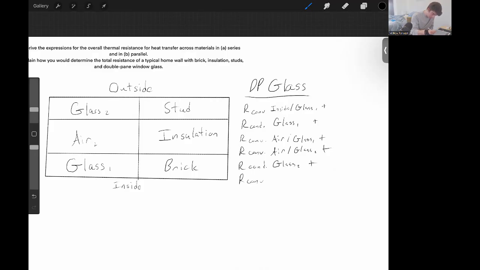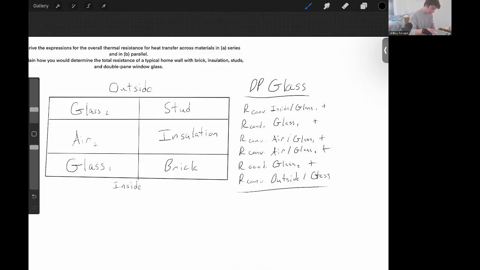Outside convection of outside air by the glass. And so if we add all of these, that would give us a realistic total resistance on the double pane glass side. That would give us a system. It's just a summation of all resistances.